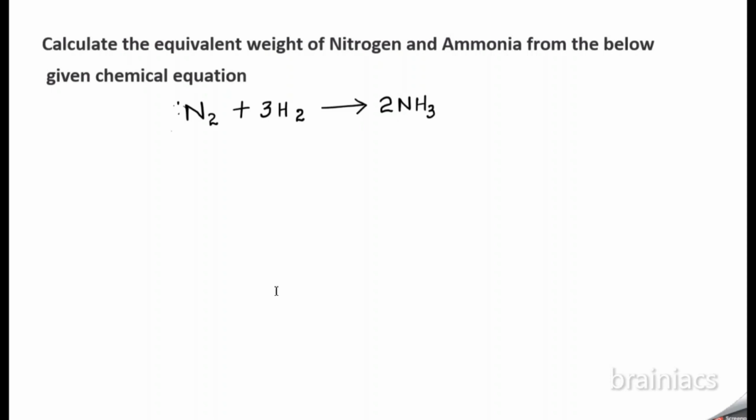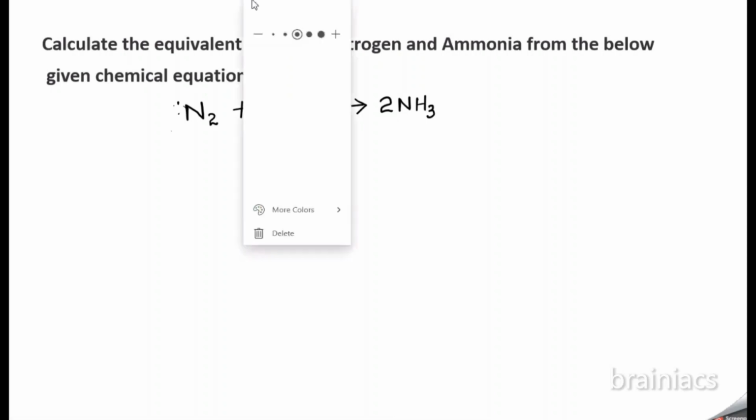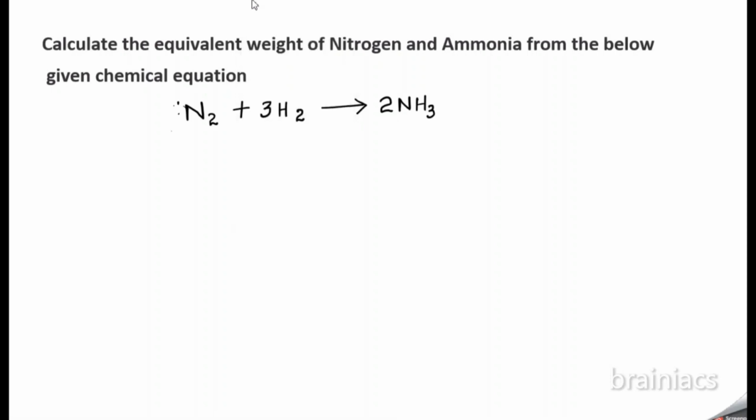One good question here, actually. So you could read the question. The question given here is: calculate the equivalent weight of nitrogen and ammonia from the below given chemical equation. Okay. So here, for the first time, we are dealing with a concept called equivalent weight. For those students who don't have much idea of equivalent weight, I will give you some intro that will help you to understand this question.